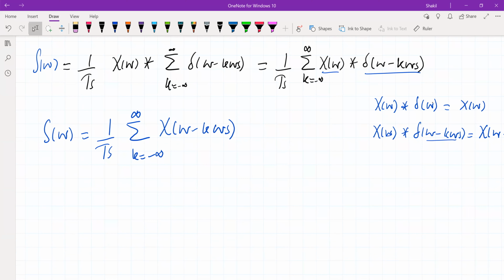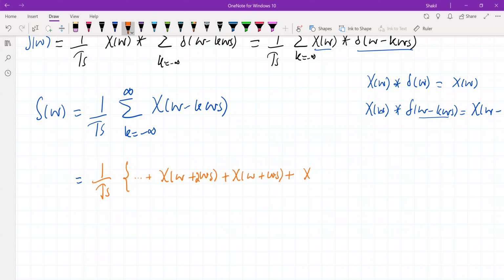Now what's this expression? Let me expand it. So this is 1/Ts, and let's start substituting the values of k. Let's say k is minus 2. So this will be X of (omega + 2 omega s), then X of (omega + omega s) when k is minus 1, plus X of omega, plus X of (omega - omega s) when k is 1, X of (omega - 2 omega s) when k is 2, and so on, and so on.